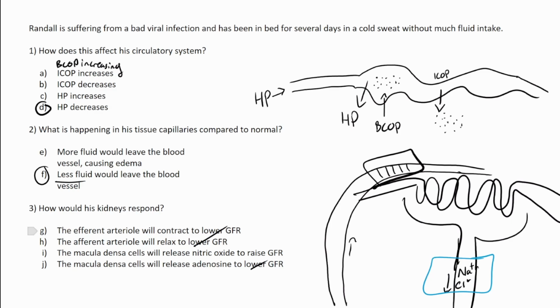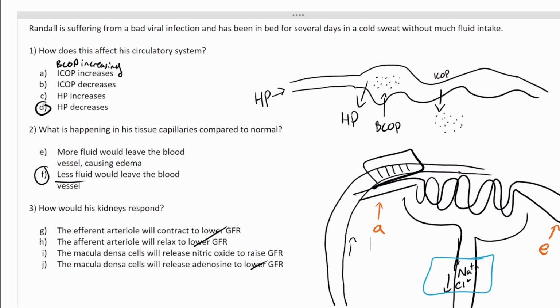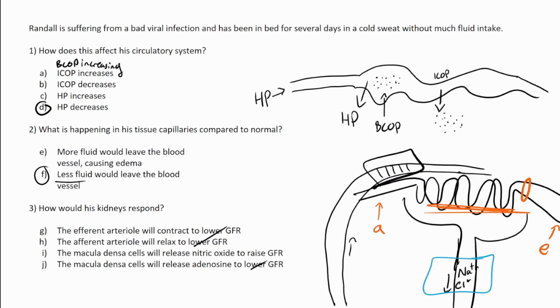An easy way to remember which one is afferent and which one is efferent is A comes before E. Let me grab a different color because I'm getting tired of black. A comes before E. That's the afferent, that's the efferent. So the efferent arteriole will contract. If this contracts, then blood is going to get backed up in the capsule and we will end up raising GFR. So this statement, G, is simply false. Contraction of the efferent arteriole will raise GFR.